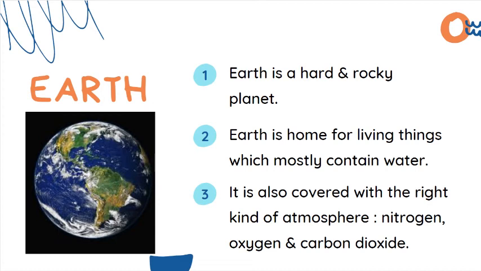Earth is a hard and rocky planet. There are high mountains, valleys, volcanoes, and even some craters. Earth is different in some ways since it is covered with water. Also, the air is made of nitrogen, oxygen, and carbon dioxide. It is just right for us to breathe.